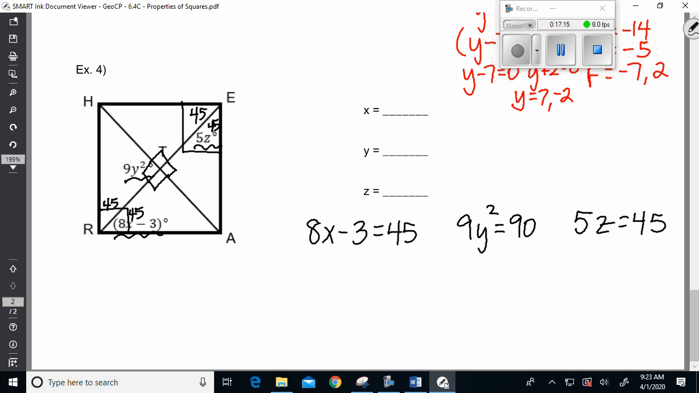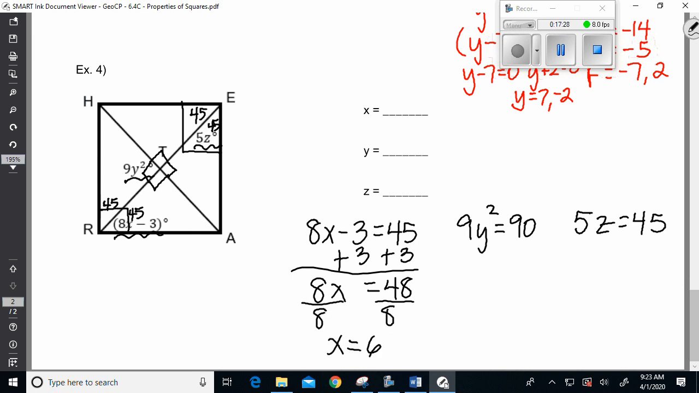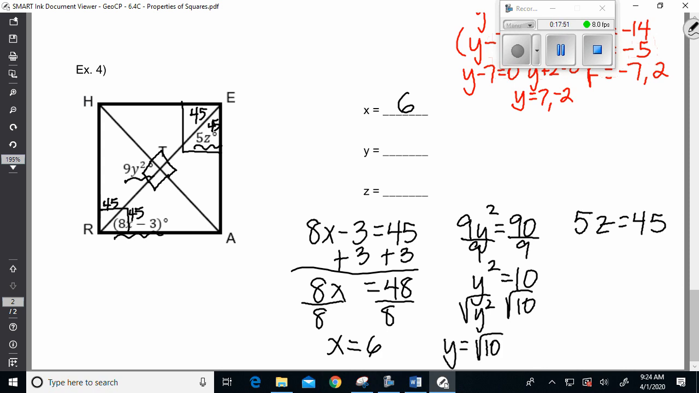The x is easy. Add 3 to both sides. 8x equals 48. Divide by 8. X equals 6. For the y, 9y squared, you got to divide by 9. So y squared equals 10. Take the square root of both sides. So y equals the square root of 10.